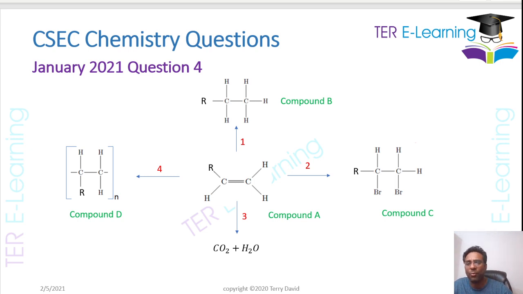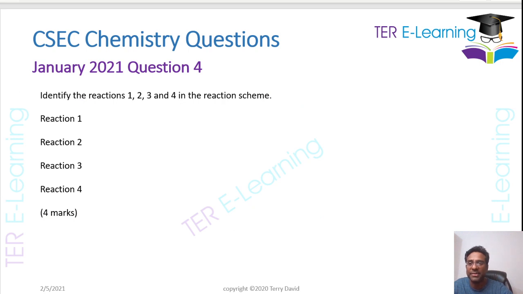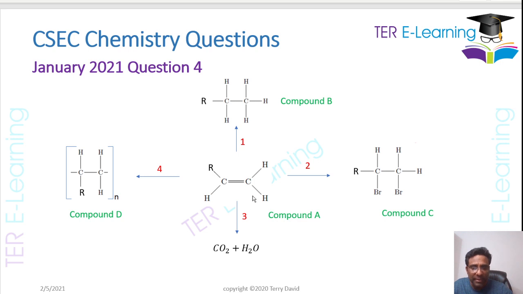Now in question 4, they gave you a compound, and they give you certain reactions. So they give you a diagram and they show you different reactions that are taking place. For the first part of the question, they want you to identify reactions 1, 2, 3, and 4, and you get a mark for each one. So in reaction 1, you need to go to the diagram. This compound A here, because I have a double bond present, is an alkene. That's an alkene because of the double bond.